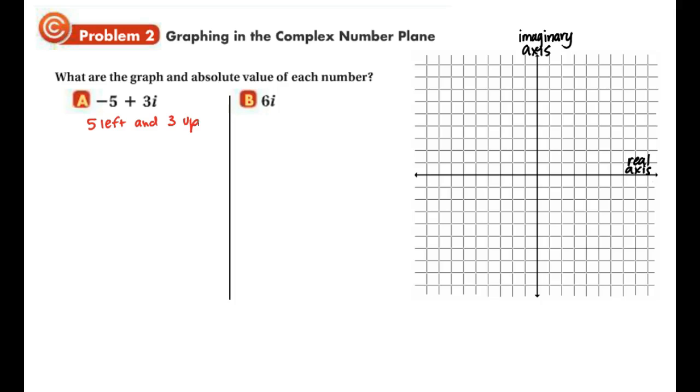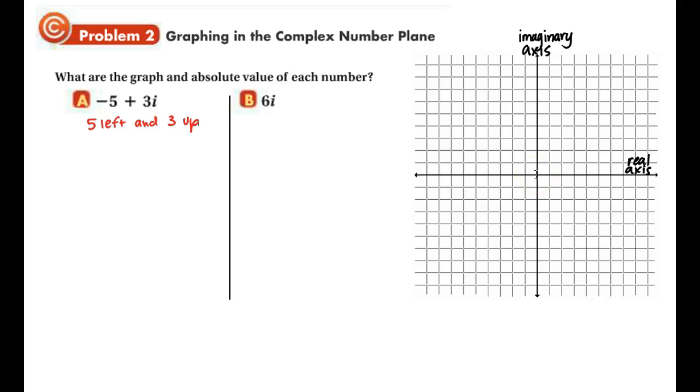In example 2, we are given two different complex numbers and we need to graph them as well as find the absolute value of each of them. So let's start off with part A. We have negative 5 plus 3i. Make sure when you're making your graph that you label the real axis as the horizontal axis and the imaginary axis as the vertical axis. So from there you're starting at the origin.